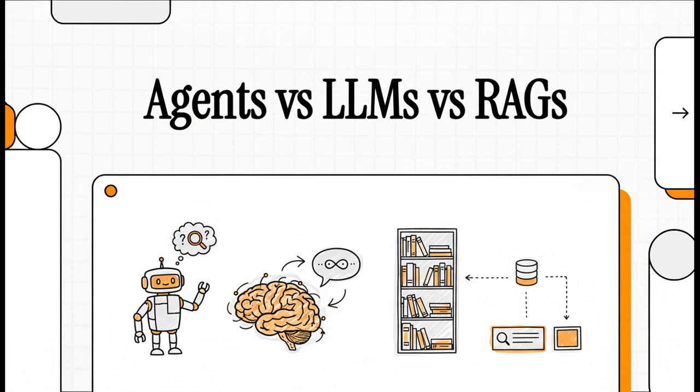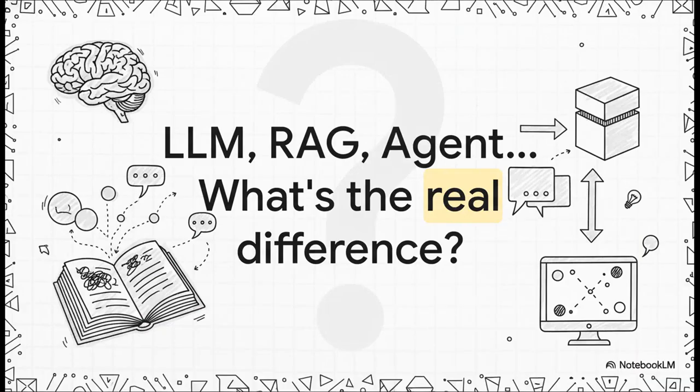Let's get into it. Okay, so where do we even start with all this? Well, to really get it, we've got to go back to the beginning, the absolute foundation of modern AI. I'm talking about the engine that's powering pretty much everything you see today, the large language model. You probably know it as an LLM.